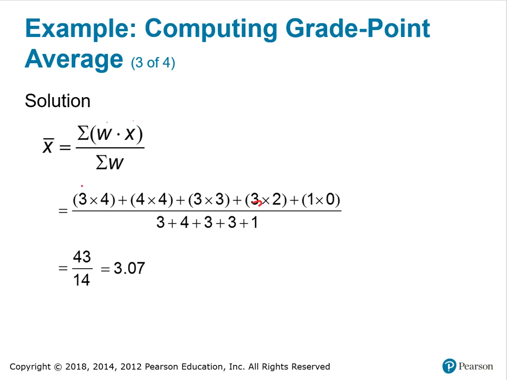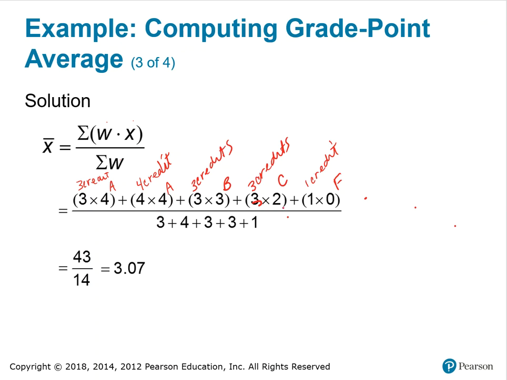This was the weight, which was a 3-credit class. She made an A, so 3 times the 4 quality points. This was a 4-credit class. She made an A, so 4 times 4. This was 3 credits. She made a B, 3 credits. She made a C, and then 1 credit she did not pass.